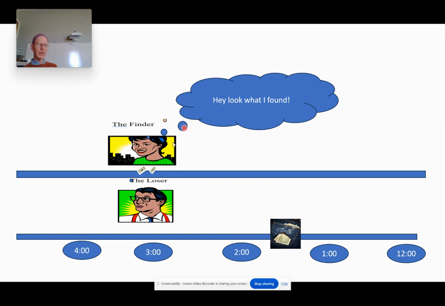Look what I found, right? It's 3 o'clock now. It was lost at 1:30. But the loser has lost this, and the loser doesn't know yet that he's lost it. Okay, the finder goes and buys a latte, or coffee, with those $2.